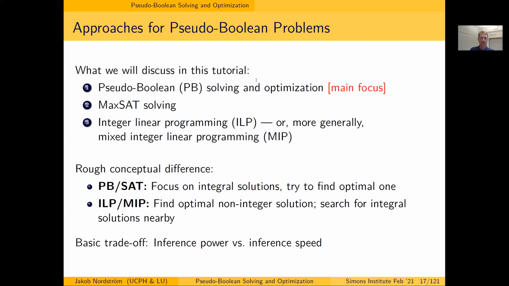But for all of these settings, a basic trade-off that we will see several times during this talk is the trade-off between inference power versus inference speed, where some solvers will optimize being very, very smart, though this takes more time, and other solvers sacrifice intelligence maybe for speed, hoping that raw speed will compensate for being slightly dumber with your inference.